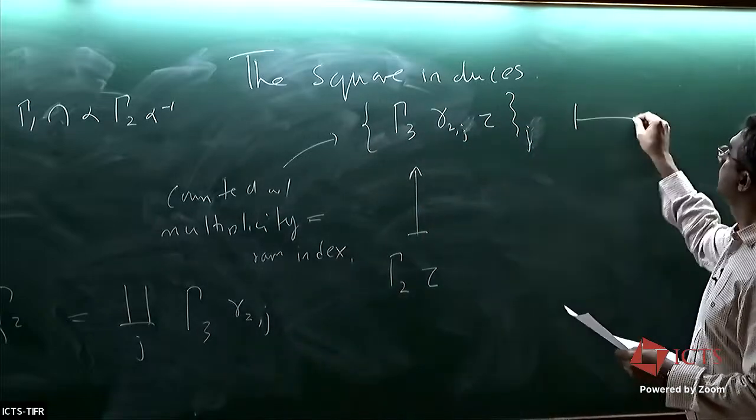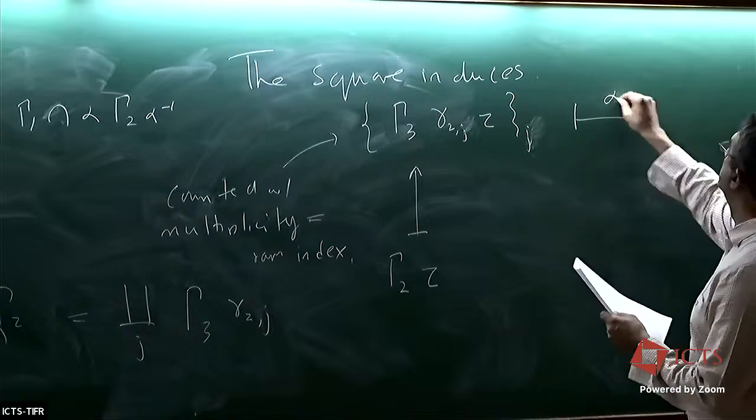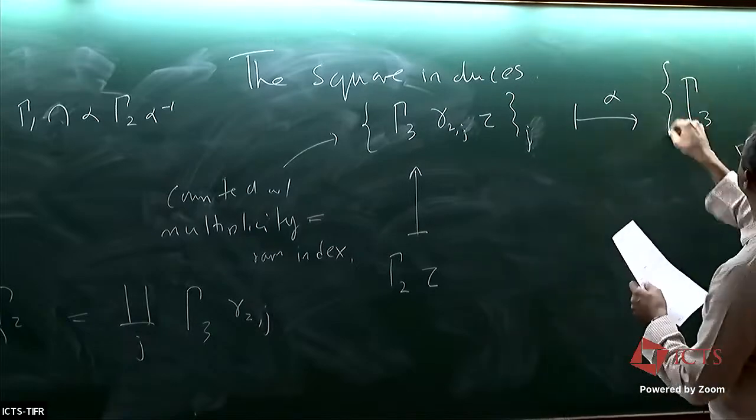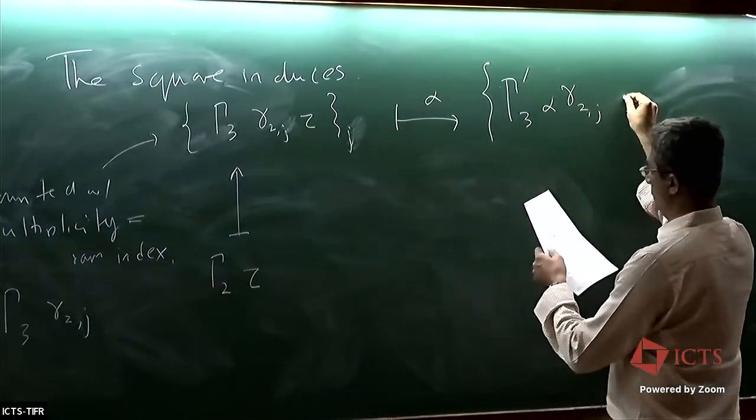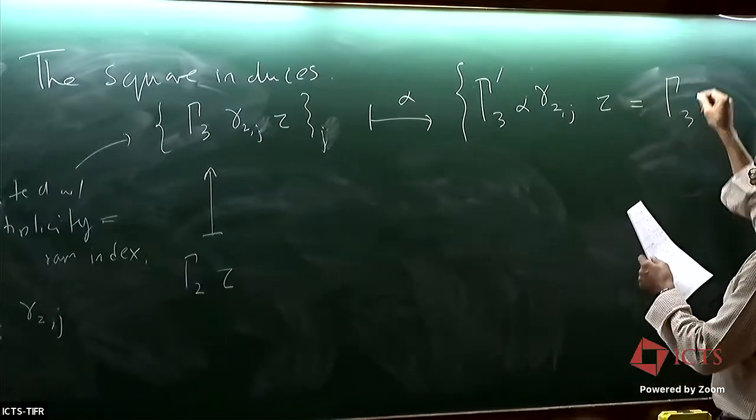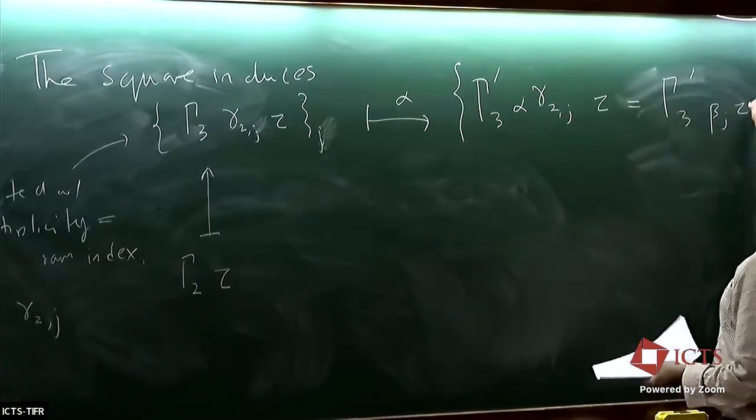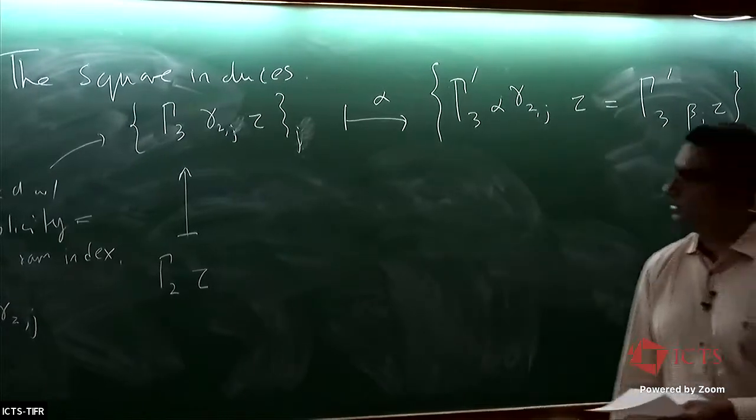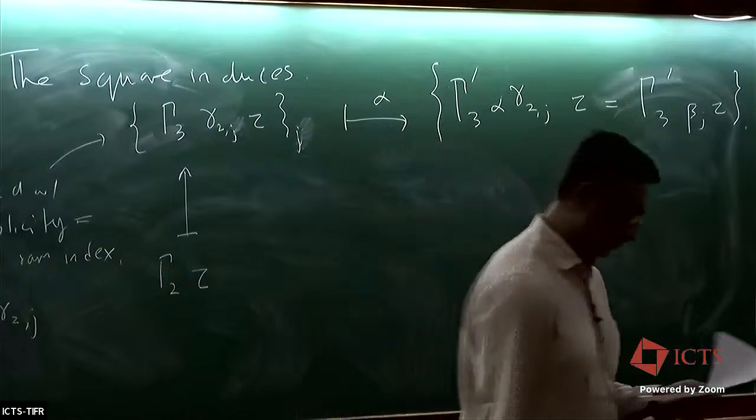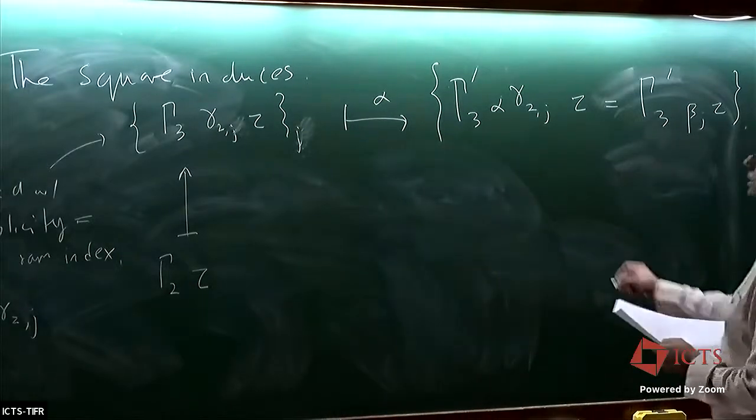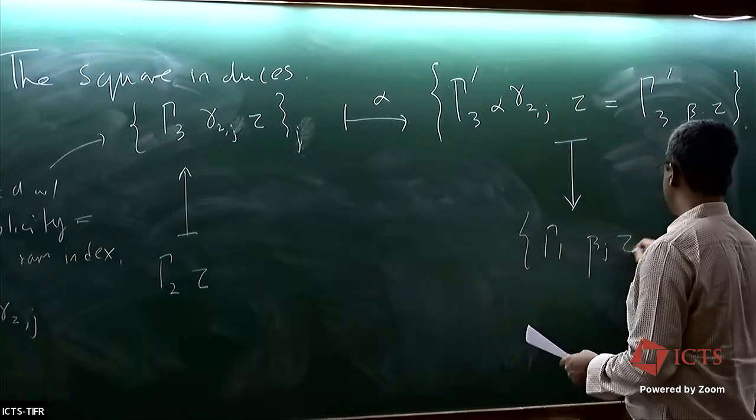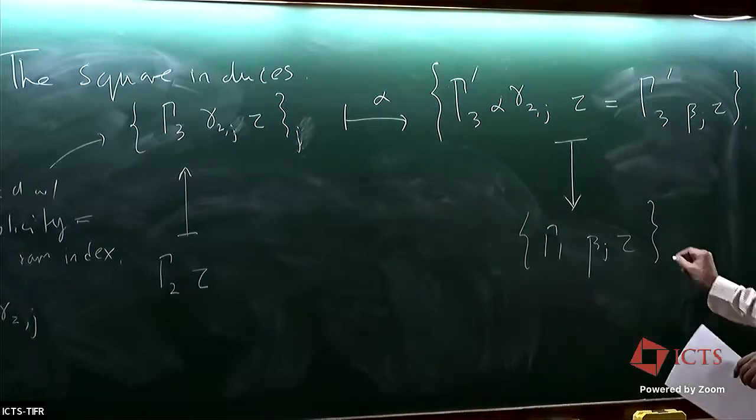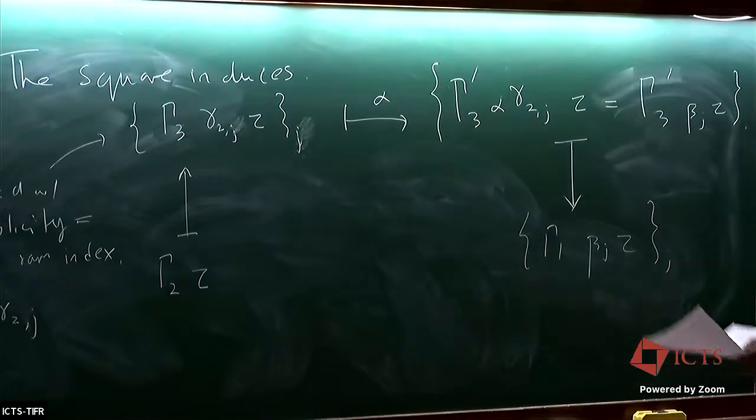Right, then you multiply by alpha. So what does that go to? It goes to the bunch of these points, gamma 3 prime, alpha, gamma 2j, tau, which is the same as gamma 3 prime, beta j, tau by definition of beta j. We had taken the representatives beta j to be alpha gamma 2j. And then we push these down to gamma 1, beta j, tau. This is a set. You start with one point and you wind up with a set of points.